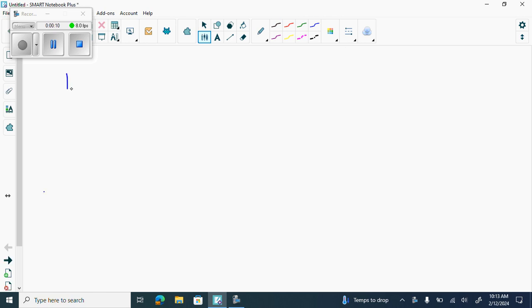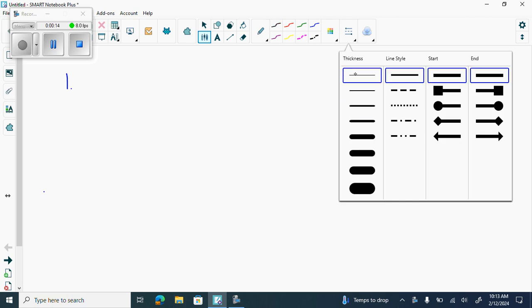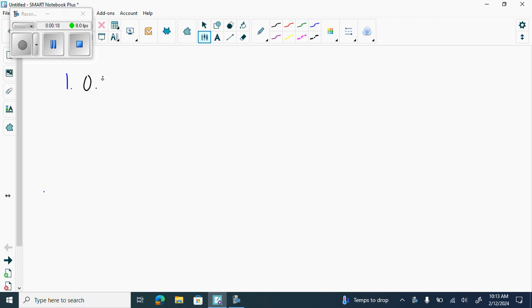So we're doing some rounding. The first number is 0.43. Okay, we need the whole number. The whole number is this column, correct? I look to the right of it. Is it 5 or higher? So this would just stay the same and the rest would go away, correct? So it's just 0.